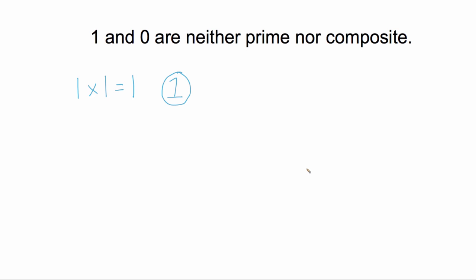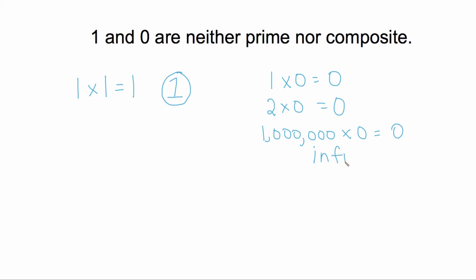When we look at 0, any number times 0 will give you 0. So you could say 1 times 0 is 0. You could say 2 times 0 is 0. You could say 1,000,000 times 0 is 0. So 0 actually has an infinite number of factors. Everything's a factor of 0 because when you multiply by 0, you get 0. So these 2 numbers don't fit into the categories of prime or composite.